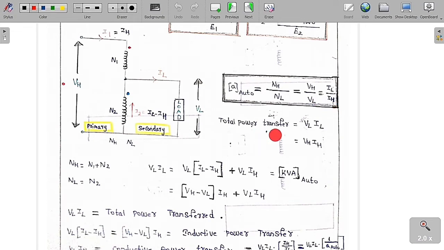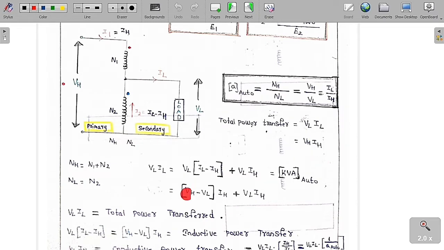Total power transfer. So what is the total power transfer? The total power transfer from primary to secondary is equal to VL into IL, which is equal to VH into IH. Input power is equal to output power, because there are no losses in the winding. So therefore VH into IH is equal to VL into IL. This is the total amount of power transfer.